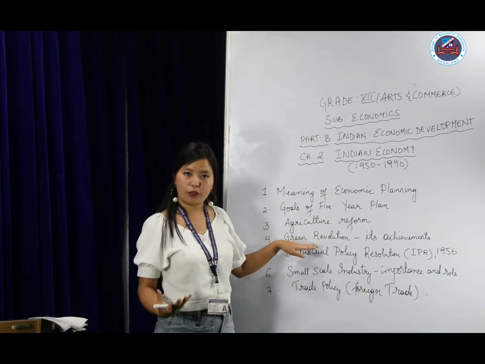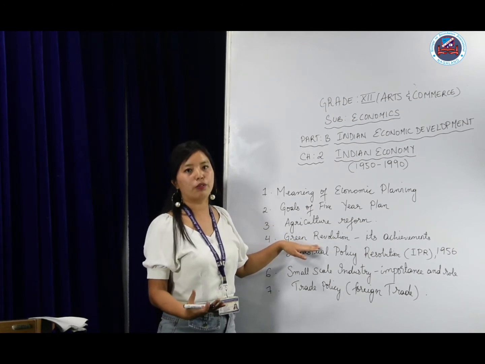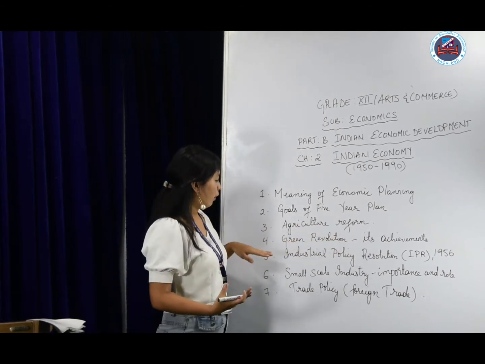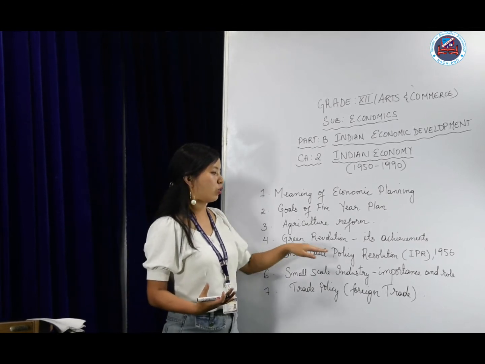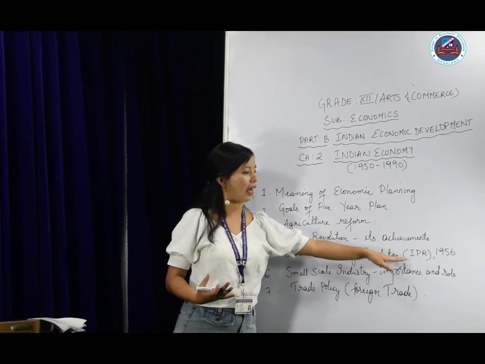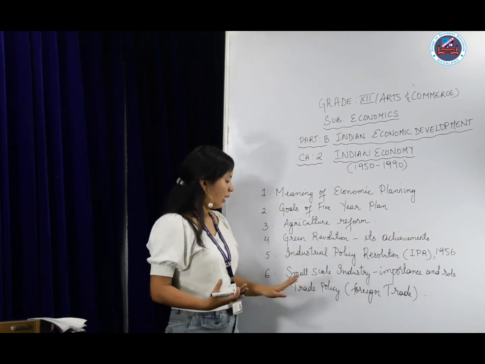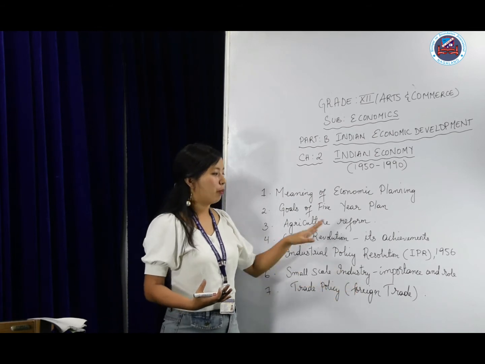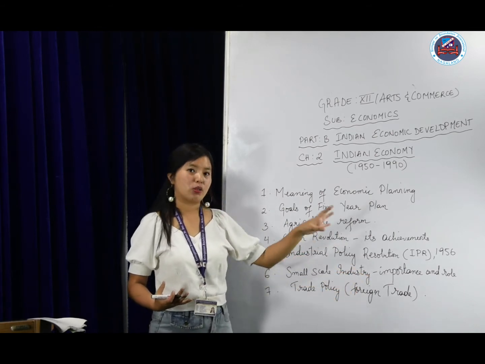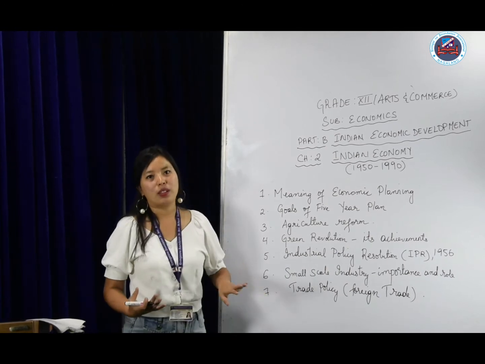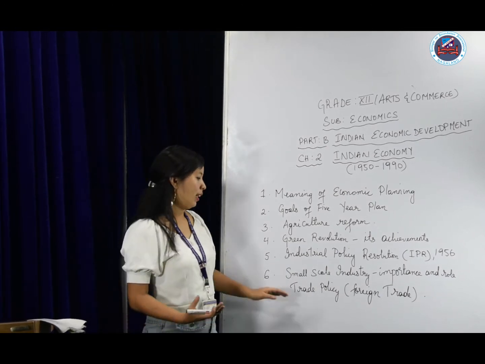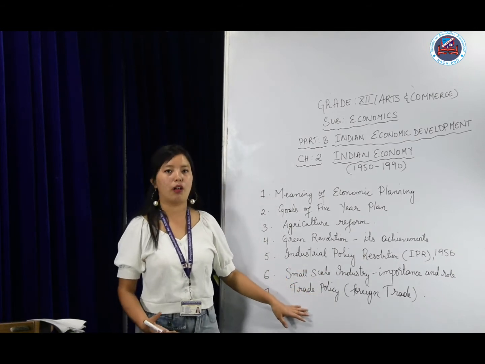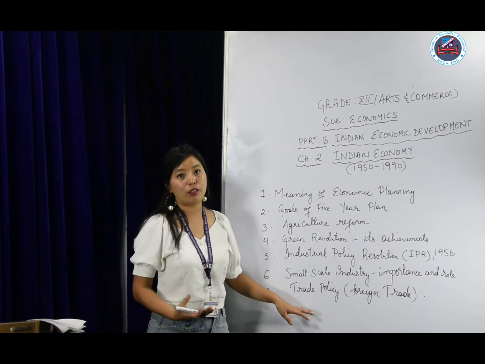Fourth, the meaning of Green Revolution, which I think most of you have already learned in class 9, and its achievements. Fifth, you are going to learn the Industrial Policy Resolution, we call it IPR, 1956. The sixth topic is small-scale industry, its importance and its role. And lastly, a very important topic here, trade policy. So some of the foreign trade policies that the Indian government took up after 1947.